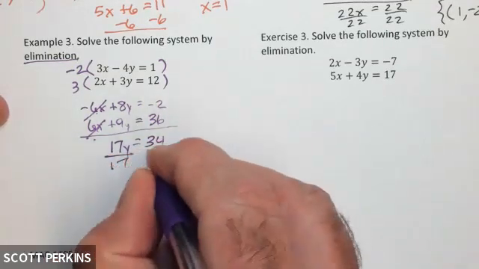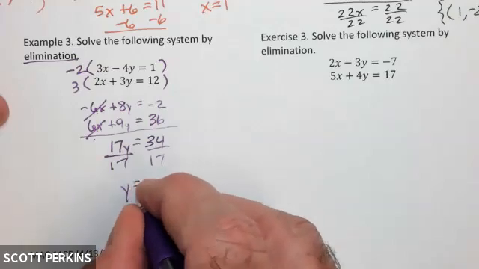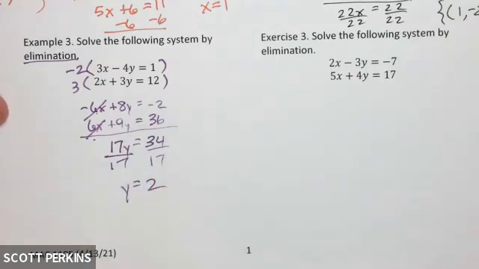And so when I divide by 17, I'm halfway done with the problem. I've got half my answer. I've done about half the work. We get the y value too.